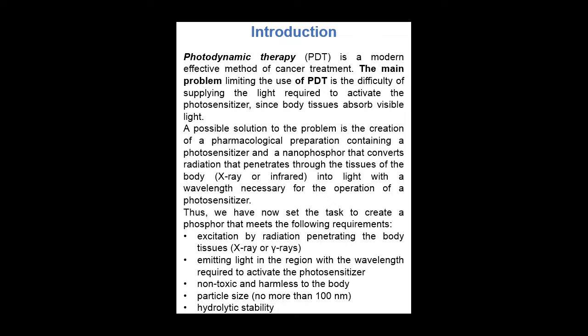So now our task is to create a phosphor that meets the following requirements. The phosphor must be excited by X-ray or gamma rays, which can pass through body tissues, and emit light in the wavelength region required to activate the photosensitizer. Of course, this phosphor must be non-toxic and harmless to the body, and particle size must be no more than 100 nanometers. The best size is around 50 to 60 nanometers, and it must have hydrolytic stability.